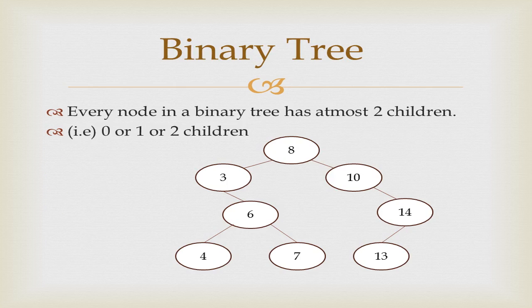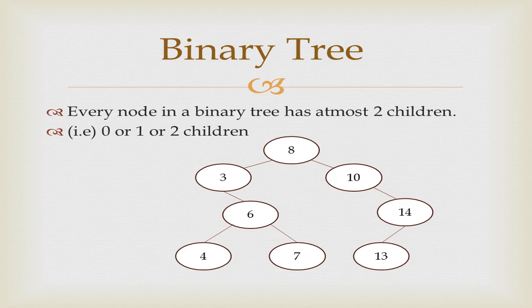Now we move on to a special type of tree called a binary tree. What is a binary tree? Every node in a binary tree has at most 2 children. What is the meaning of at most 2 children? That is, every node can have either 0 or 1 or 2 children, not more than that. So if you look at the tree given below, every node has at most only 2 children.